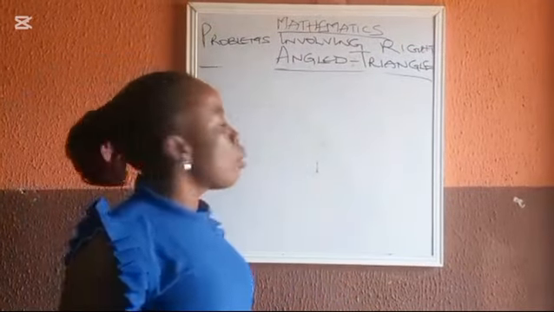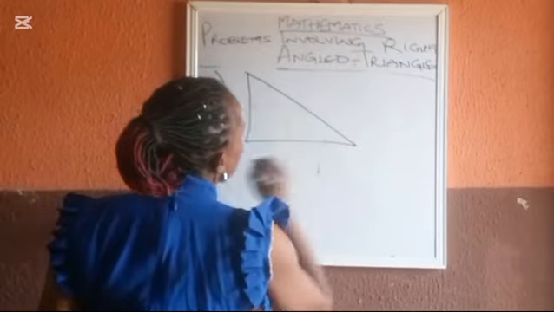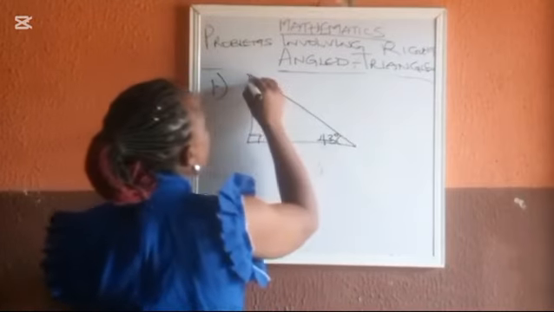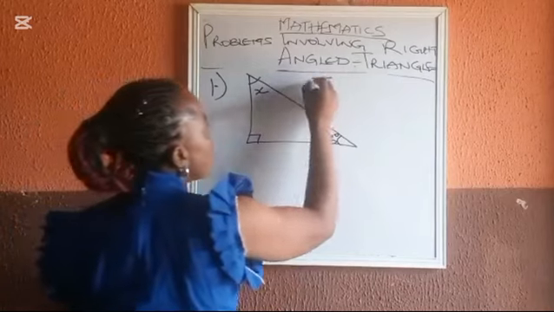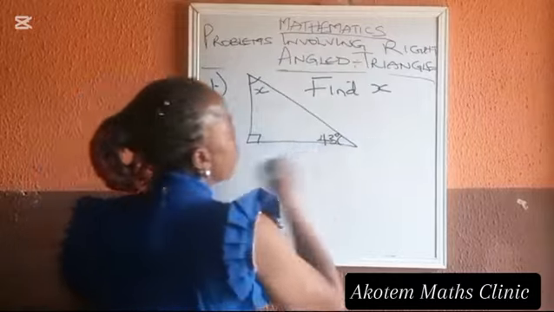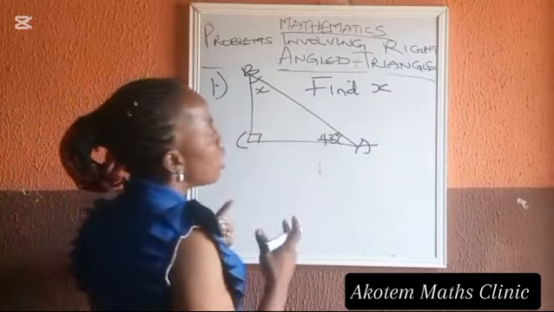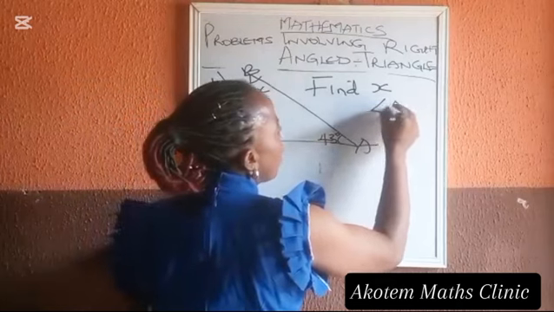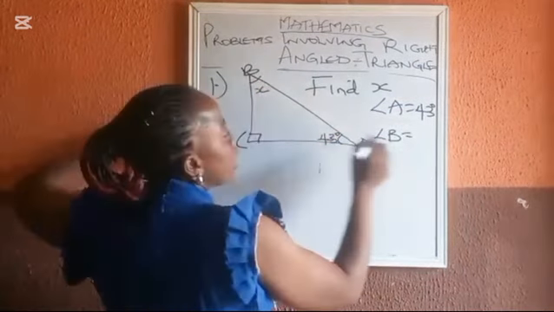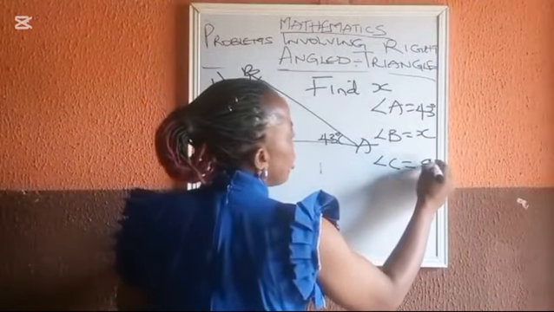So let's say, for example, we have something like this. Let's say this angle is 43 degrees and this angle is S, and the question says find S. So let's start by labeling. Let me label this triangle A, B, C. What are the things given here? Here, my angle A is 43 degrees. My angle B is the unknown, given as S. And my angle C is 90 degrees.